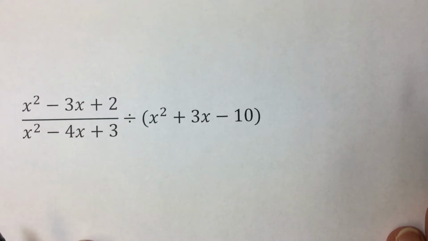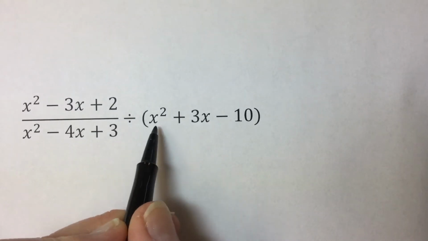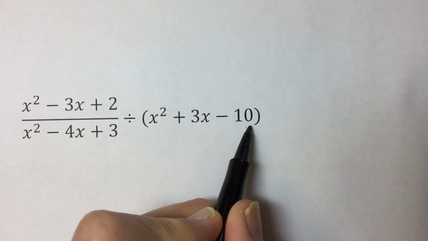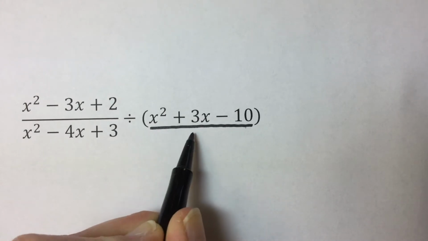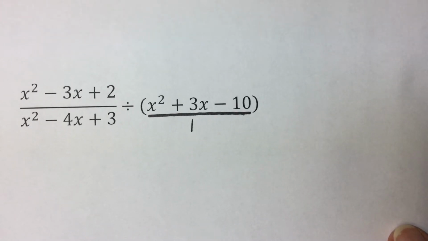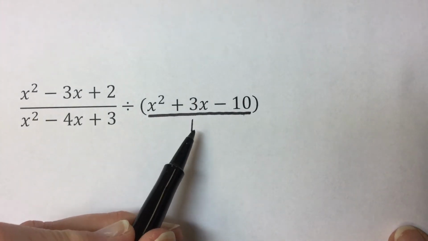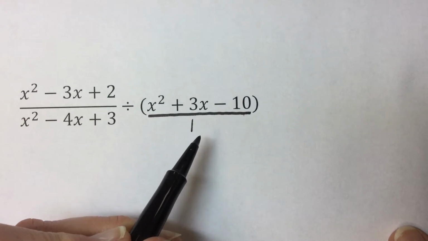Here we have another quotient of two rational expressions, in other words, division. We're dividing by this polynomial, which is understood to have a denominator of 1. This will turn into a multiplication by taking the reciprocal of this second rational expression.